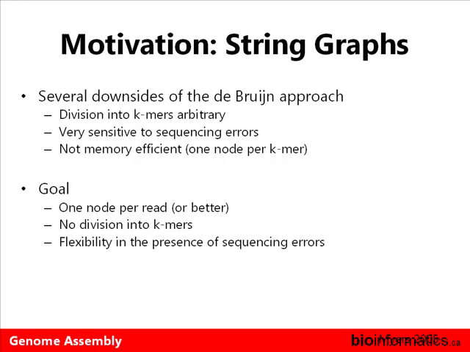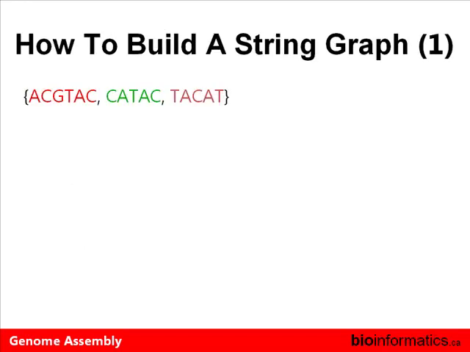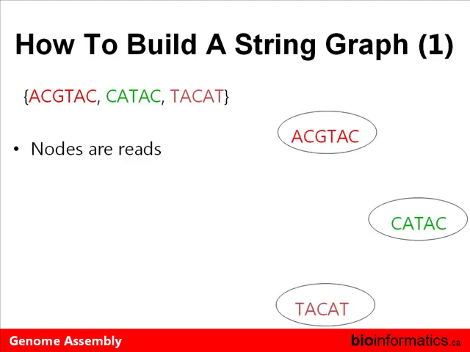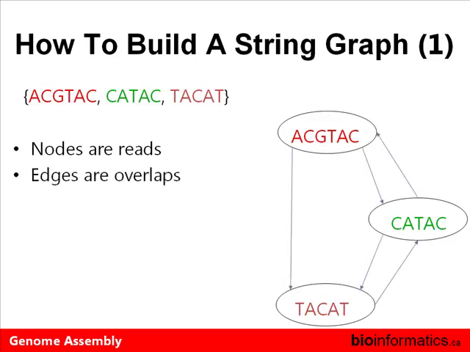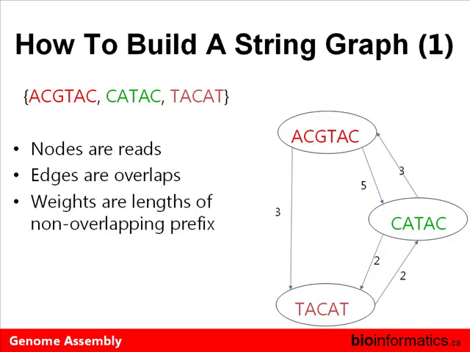And this has led to work on string graphs, which are based on something called an overlap graph. Here, you will start with your sequences, your reads, and you will not split them in any way. You will just directly build a graph from them. The nodes of your graph will be the reads, so every single node goes to a read. The edges are overlaps between them. And for example, the weights of the edges are lengths of the non-overlapping prefix.